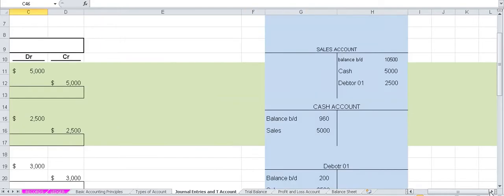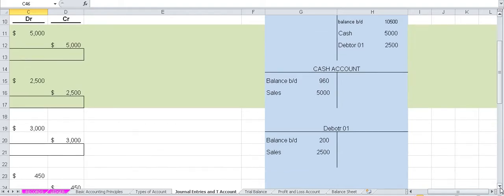So let's see the T accounts for the same entries. In the sales account you can see the balance brought down shown on the credit side, while cash and credit sales also show on the credit side of the sales account, as sales income normally has its balance in credit. The cash and debtor accounts will increase by $5,000 and $2,500, the same values as shown in the sales account but on the debit side of the account.